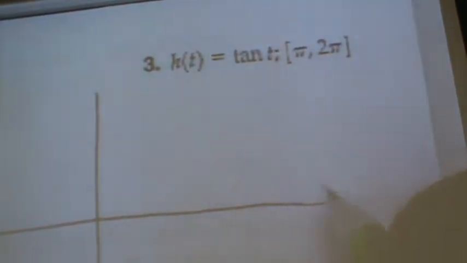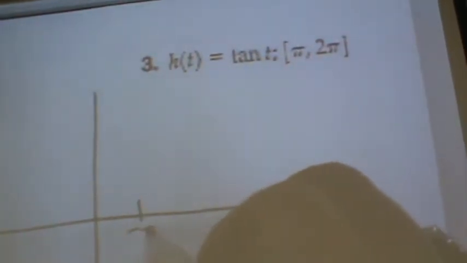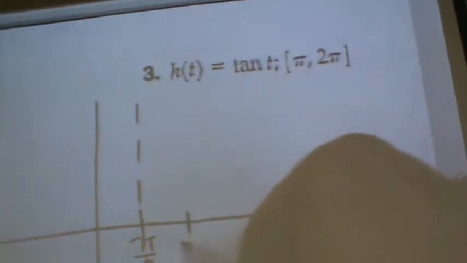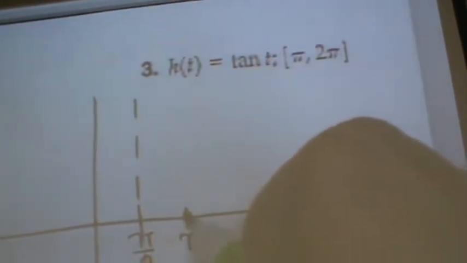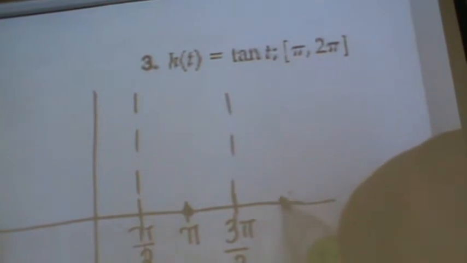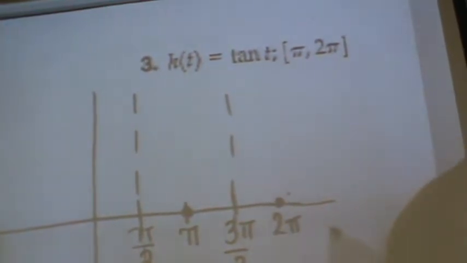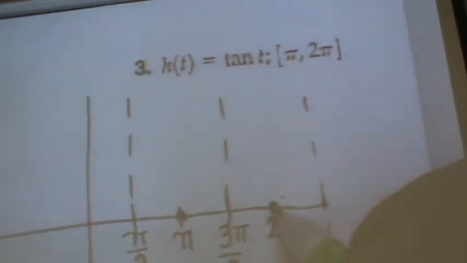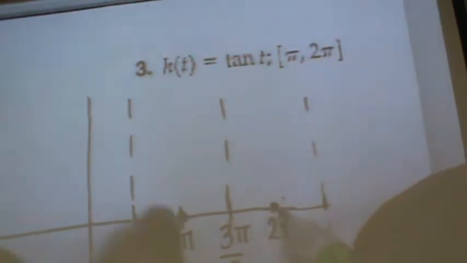Remember, all of the asymptotes are odd multiples of pi over 2. So pi over 2 is an asymptote. Then what's next is pi. That's going to be a 0. Then at 3 pi over 2, you have another asymptote. And at 2 pi, you have a 0. And then again, you have another asymptote. Actually, you're going to stop right there. They only want from pi to 2 pi.